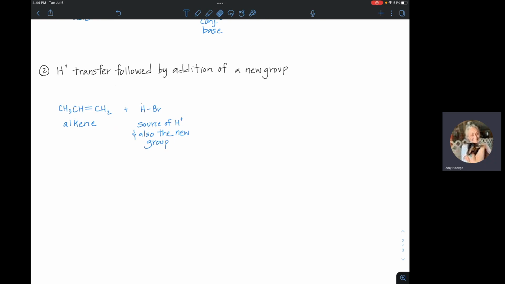Let me give you a better arrow than that, sorry. So we're going to show that we're pushing electrons from the double bond. Again, we're going to use those pi electrons to attack that partially positive charged hydrogen. When we do that, we're going to break this covalent bond by relinquishing the electrons in the covalent bond and giving them to the bromine, which will become bromide. So what we get is this.